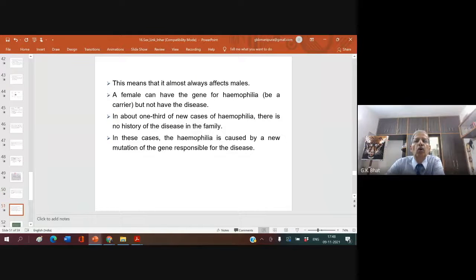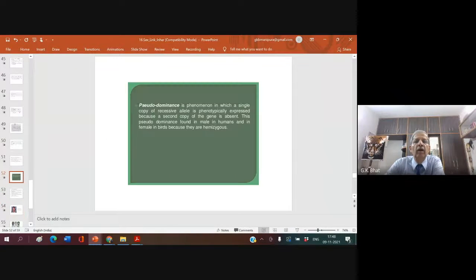Now, I shall move to the next one. You must know, this is a new concept. It is not taught in the NCERT book. Please note down or take a screenshot. What is pseudo-dominance? Pseudo-dominance is a phenomenon in which a single copy of a recessive allele is phenotypically expressed. On the other day I told you another term: if there is only one allele controlling this character, it is called what condition? Hemizygous.